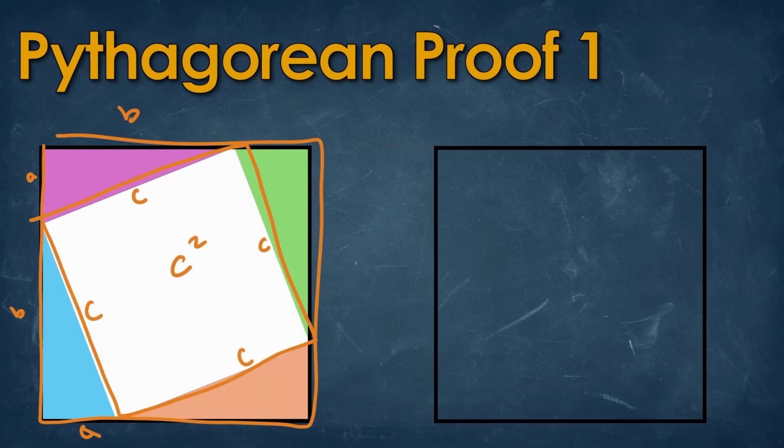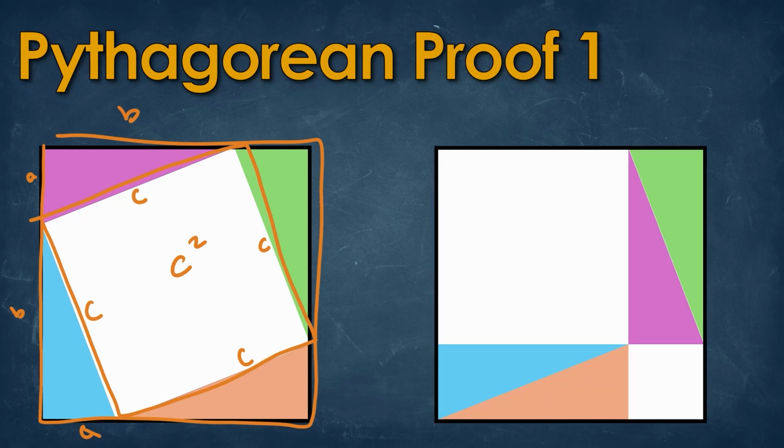And let's say we have a same square that's the same size, but this time what we're going to do is rotate those triangles in a different orientation. So remember again, we have A, we have B for these sides. We have A and we have B for these sides. Well, now we have an area of B squared, which is here. We have an area of A squared, which is here.